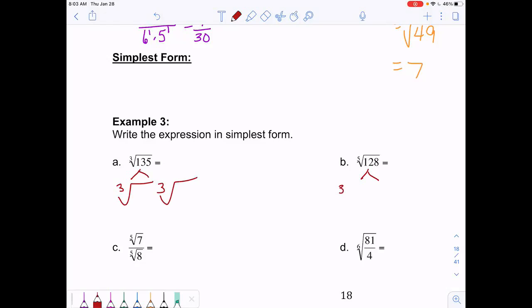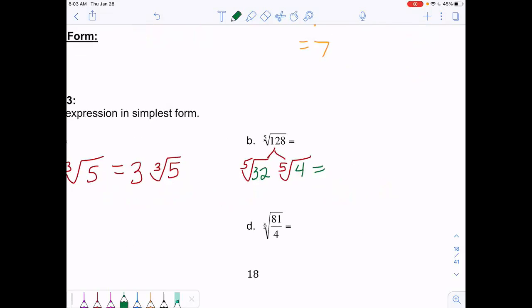Jaden, do you know what goes into 135? Yeah, 27. And then the cube root of 27 becomes? 3. Perfect. And then the last one, we'll stop with letter D here, the fifth root of 128. Julia, do you know what goes into 128? You said 4, right? So that becomes? You're so close. What's the cube root of 32? It's just 2.